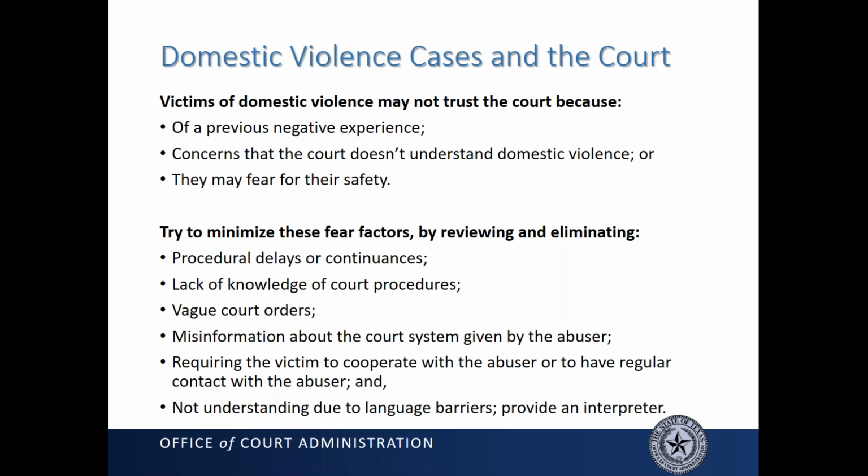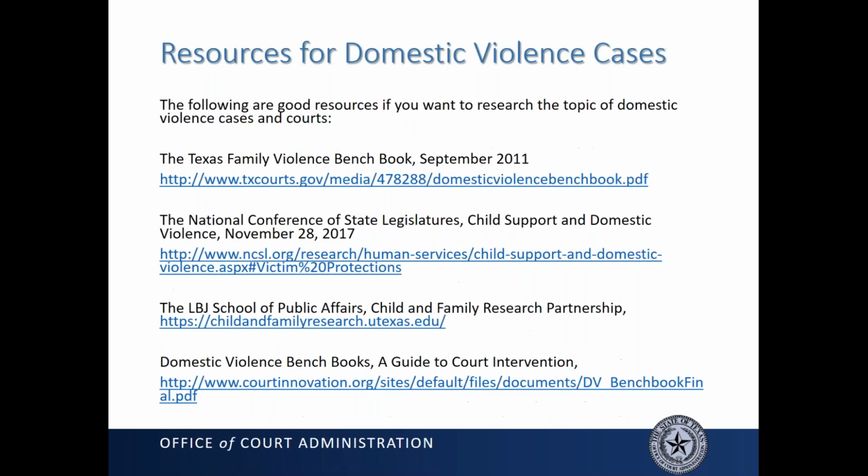Requiring the victim to cooperate with the abuser or to have regular contact is one of the things that we really need to be mindful of when they're conferring. Make sure that they don't confer together because that misinformation or that fear can continue. Make sure you have the space, that your bailiff knows that those are domestic violence cases and that those parties need to be negotiating apart from each other. And sometimes they just don't understand because there's a language barrier. So be sure and provide an interpreter in those instances. If you need more information on domestic violence, here are some really good resources. Look at them. They have additional guidance for you.